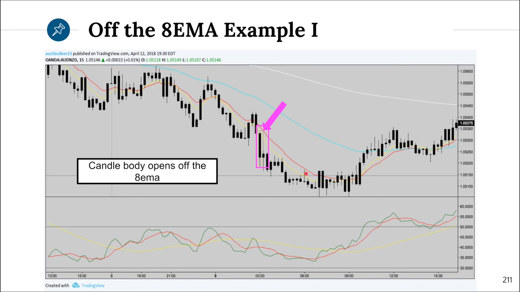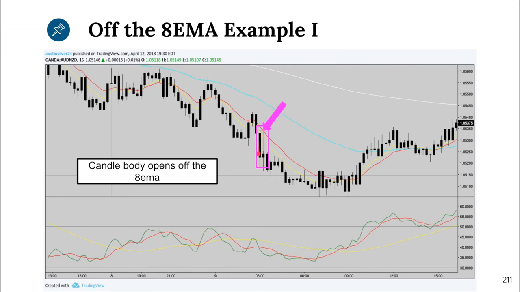So the reason that we won't enter off the 8 EMA or enter on candles that are not touching any EMAs is because we aren't sure how much more of that move we have left. We know if we enter off a solid EMA, I call them sometimes hard EMAs, either being the 13, the 50, or the 200, we know we're going to get a more substantial move.